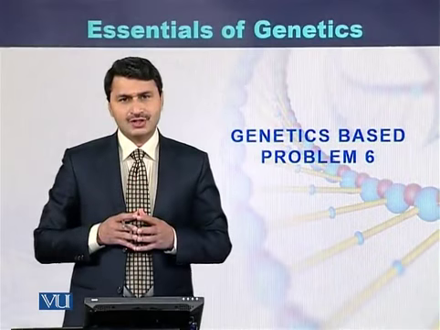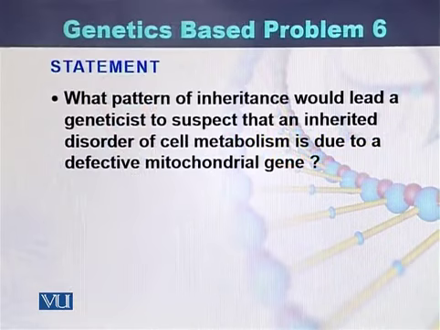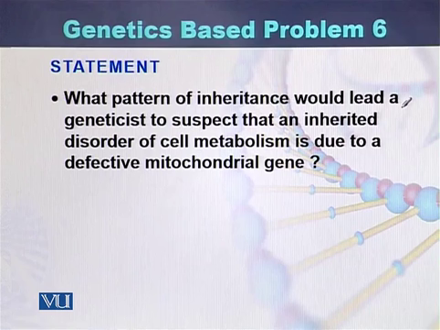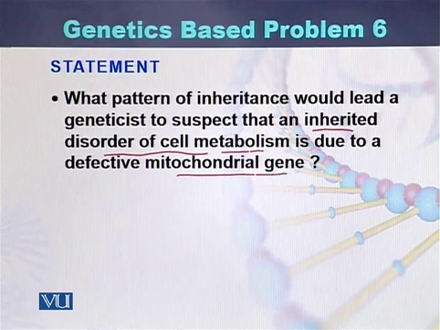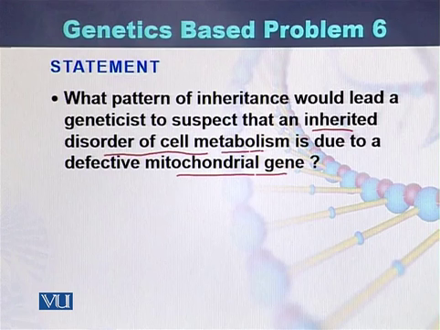Genetics-based problem 6. In this problem, we have to identify what would be the pattern of inheritance to suspect that an inherited disorder of cell metabolism is due to a defective mitochondrial gene. So there is a disease, and that disease is due to a defective mitochondrial gene, or there is a mutation in the mitochondrial gene, and we have to identify what would be the pattern of inheritance.